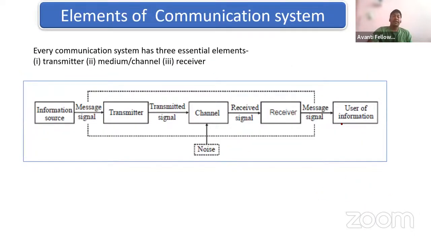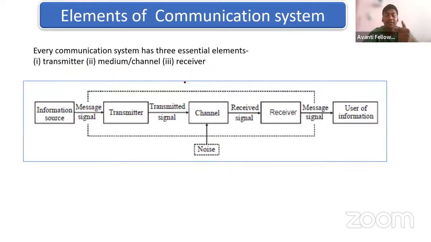Now, the elements of the communication system. What will be the elements, and how is the signal transmitted from one system to another? First, we have the information source. Information source means where the message originates. As I am talking with you, I am producing some sound. It means I am the source of the information, and I am generating the message signal.